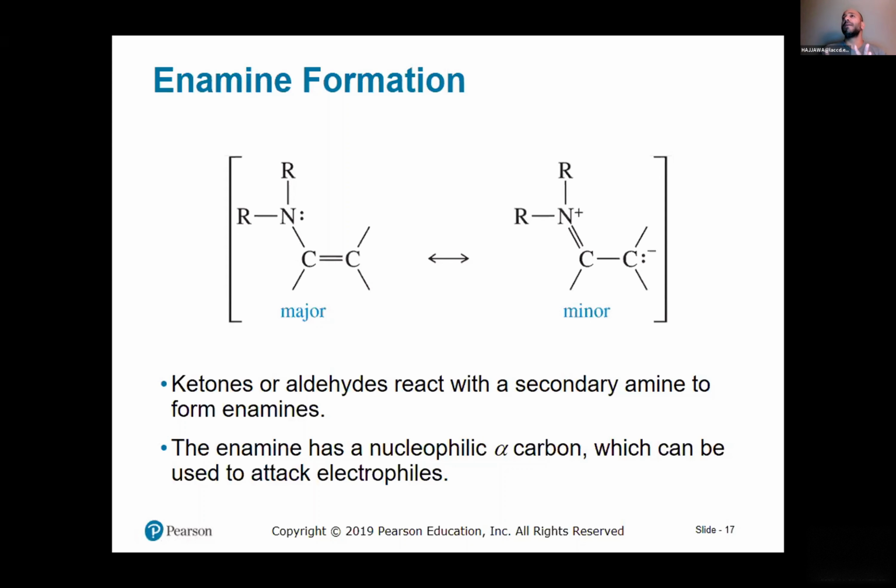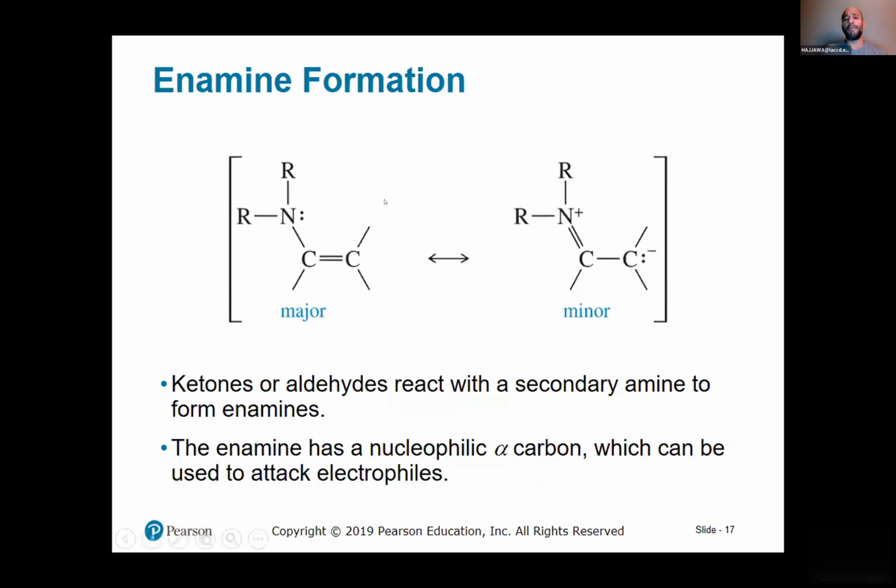Similar to that, alpha alkylation, alpha acylation, and alpha halogenation can be done with another structure that's not an enolate. That's called the enamine. What's an enamine? Think of the enol. In an enol, we have a C double bond C-OH. But what if I have C double bond C-nitrogen? That's an enamine. So instead of an enol, now we have an enamine.